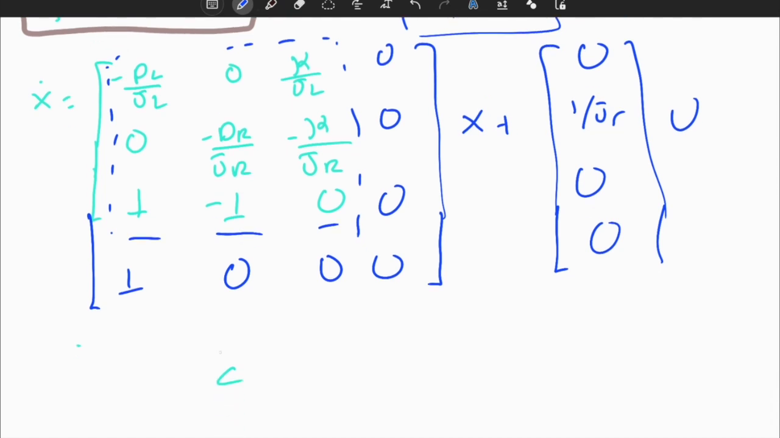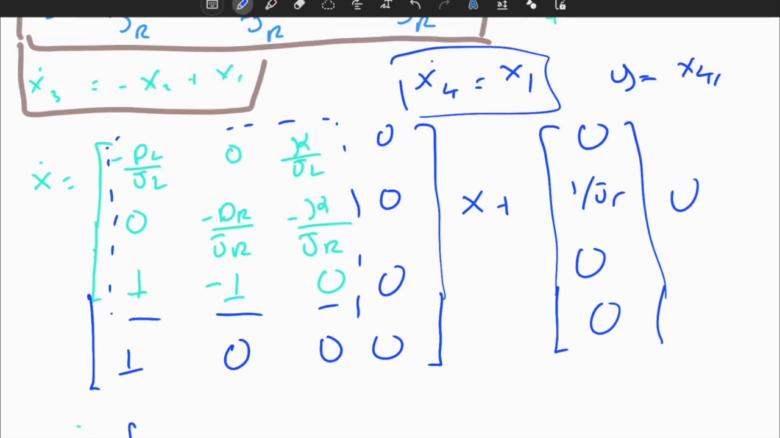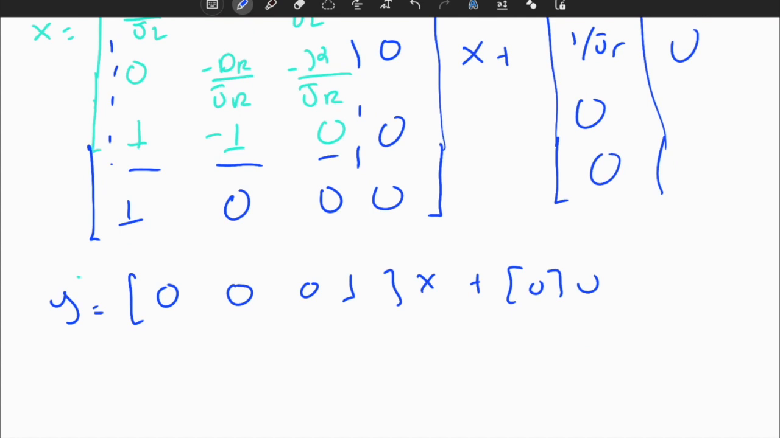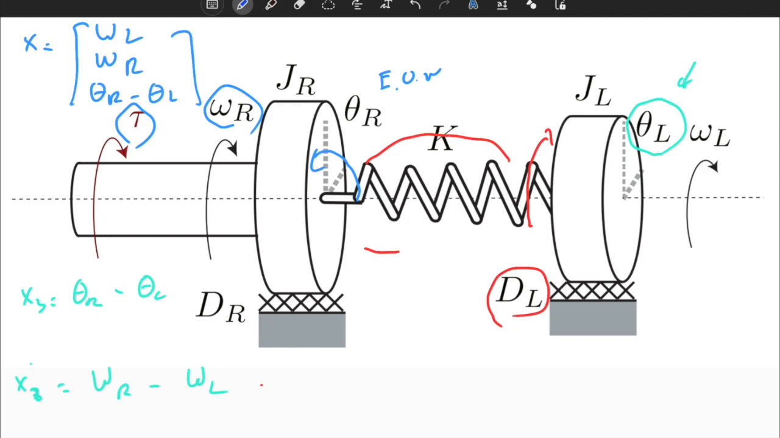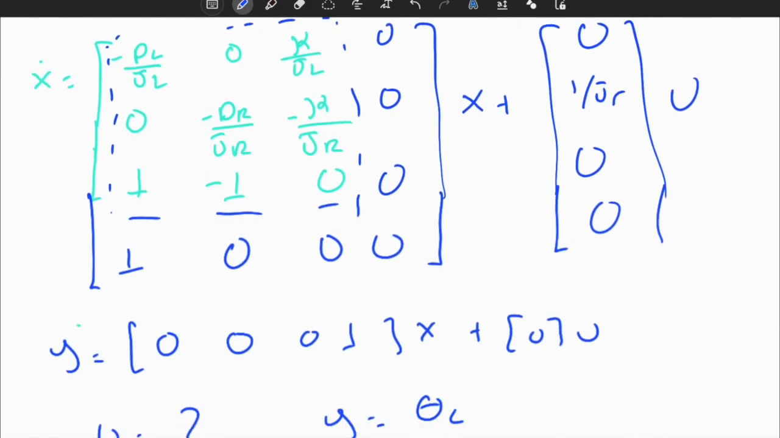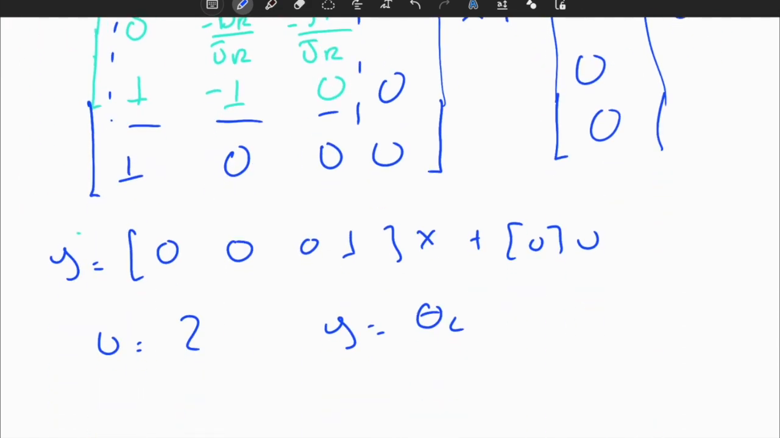Okay, so now I should technically update my output equation. Now my new output is x4, not x1, because I changed. Now my output is the integral of the first state, so it should simply be equal to 0, 0, 0, 1, x plus 0, u. This is the technical state space representation where u is equal to torque and y is equal to theta L. And if I change my output to omega again, I need to go back to the third order problem, which is technically given in the solutions. Okay, I didn't give this part in the solutions, but it is kind of easy compared to the other parts, and you should be comfortable with changing the state update equations with small modifications.